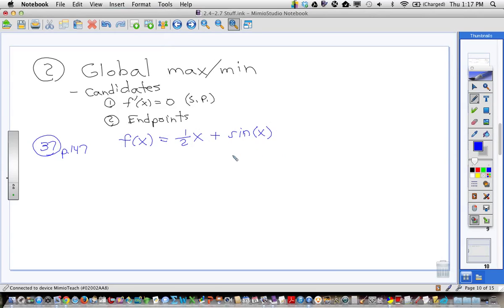I think that's the function, isn't it? On 37. Did I have the right page, 147? Okay. This function, now this would all be no calculator.